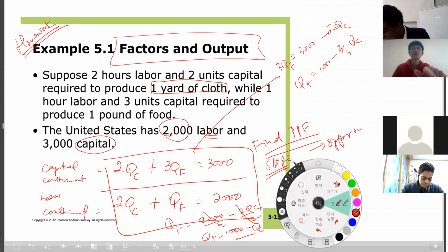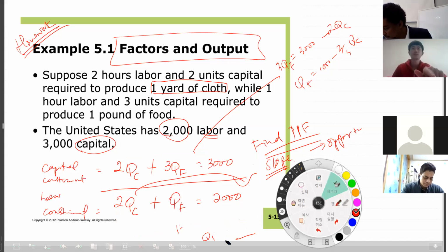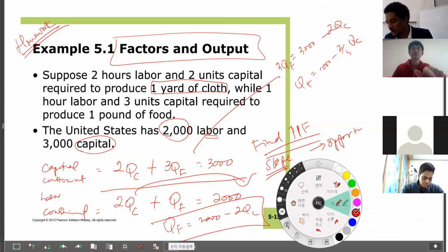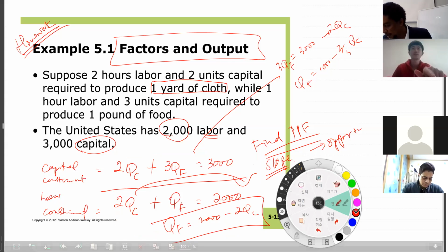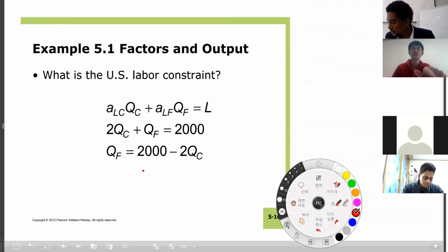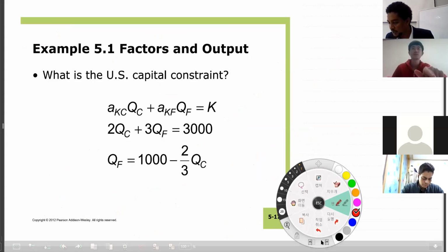We go to the left, minus 2. Okay, not over 2, because this goes to the right, that's all, right? So I made a mistake here. QF will be equal to 2,000 minus 2 QC, that's all, right? We don't have to divide by 2. So this is our equation for the US labor constraint, and this is the capital constraint.